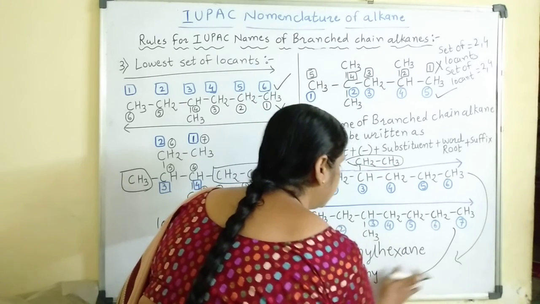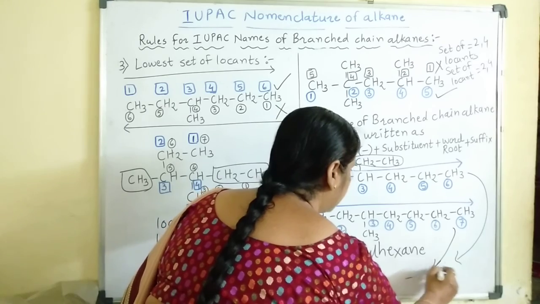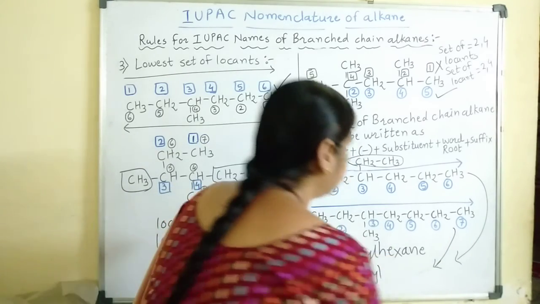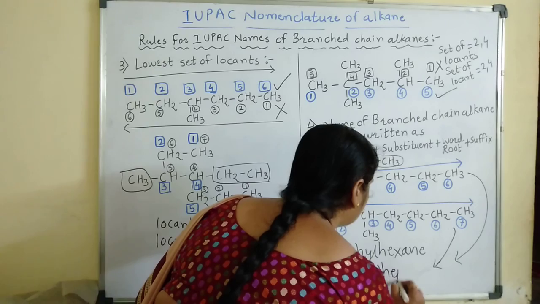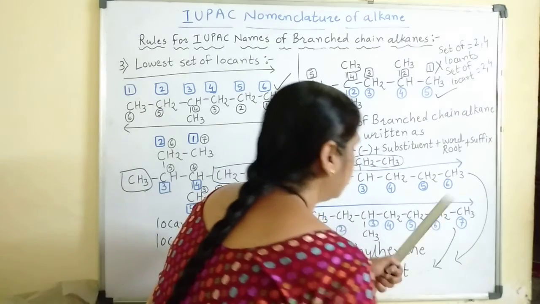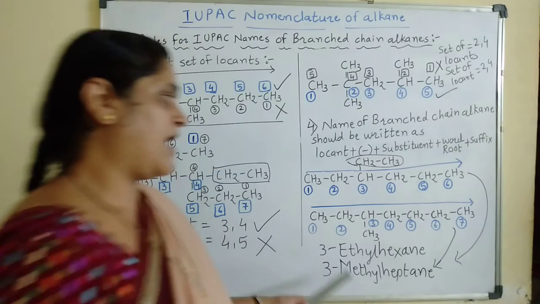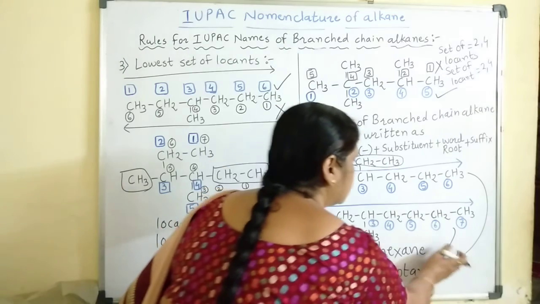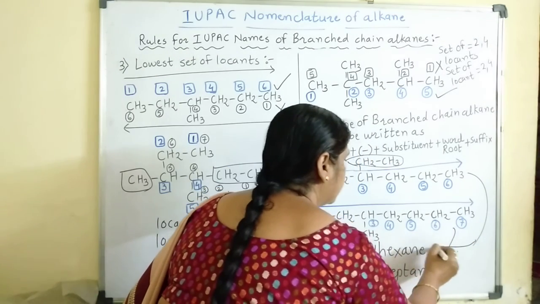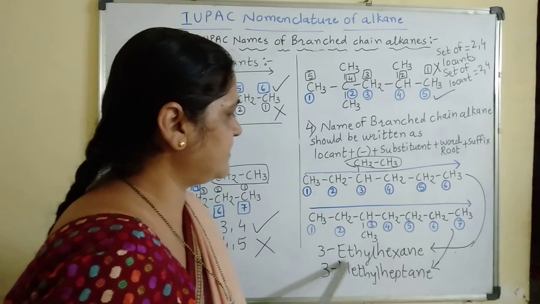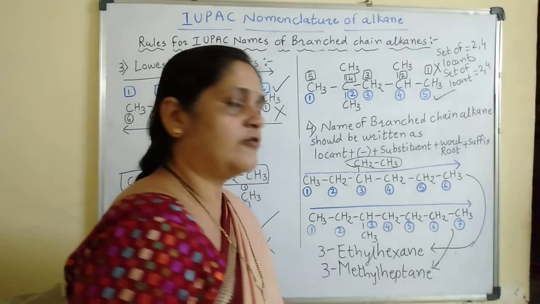So then the name here I am writing for this compound, methyl. Then 7 carbon atoms are there, so it is word root hept, and alkane is there, so suffix will be ane. In this way I have got this compound name is 3-methyl heptane, and for this it is 3-ethyl hexane. Now let us see the next one.